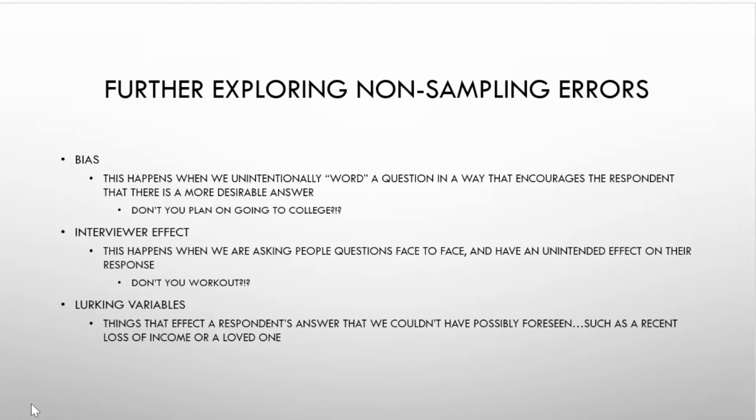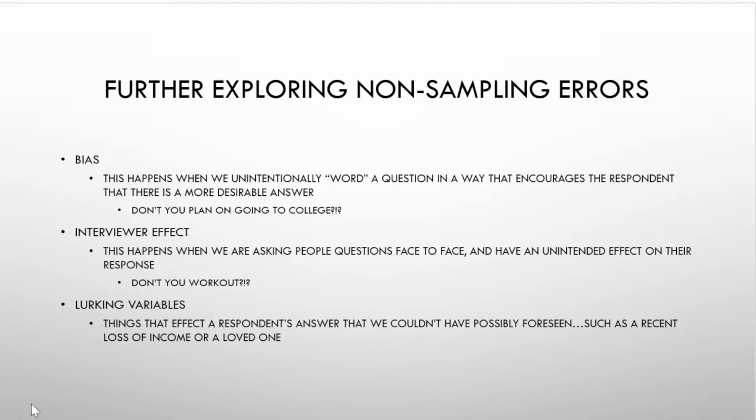Well, if I ask the question, don't you plan on going to college? I'm acting like there's only one path, which obviously I 100% disagree with. But if you make it seem like there's one right answer or you're trying to give a favorable outcome, it's a biased question. And that doesn't always mean it's intentionally biased. Often it's unintentional. Interview effect, we already kind of hit on. It depends on the person who's asking you the question. If you ask questions face to face, they're going to sometimes have an unintended effect on the response.